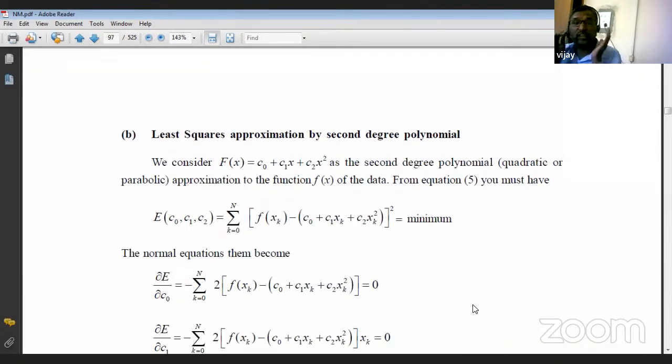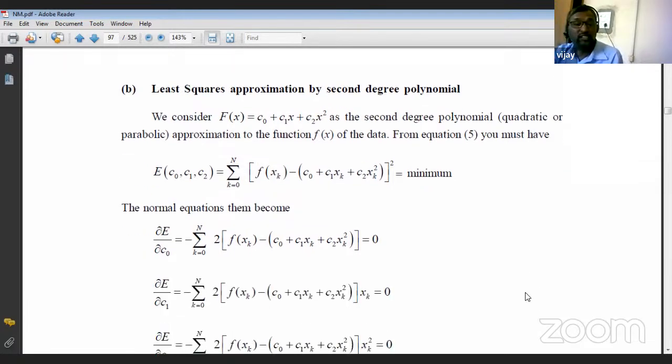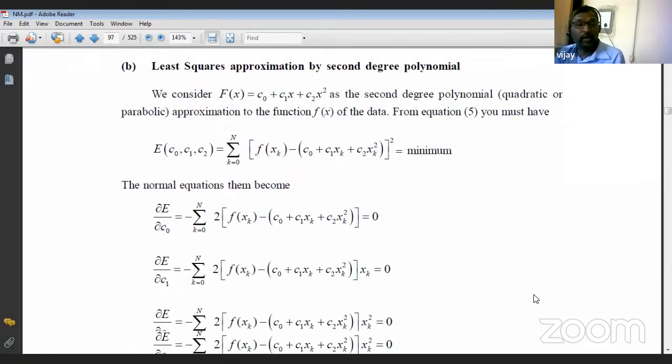So, least square approximation by second degree polynomial. We consider f of x equal to c0 plus c1 x plus c2 x square as the second degree polynomial, a quadratic or parabolic approximation of the function f of x of the data. So we must have c0, c1, c2 such that the summation of k equal to 0 to n of f of x k minus c0 plus c1 x k plus c2 x k square, whole square, is minimum. The normal equations then become dou e by dou c0 equal to minus summation of k equal to 0 to n of 2 f of x k minus c0 plus c1 x k plus c2 x k square, equal to 0.